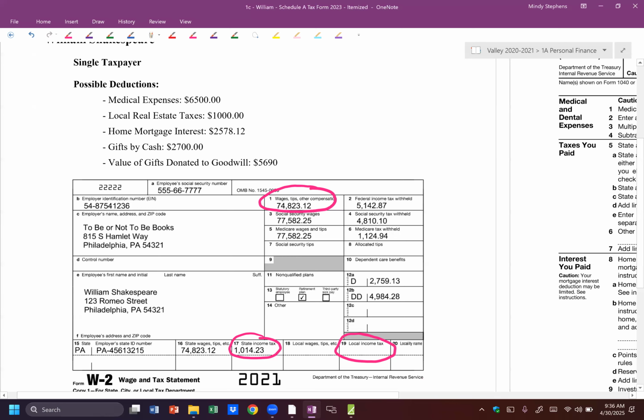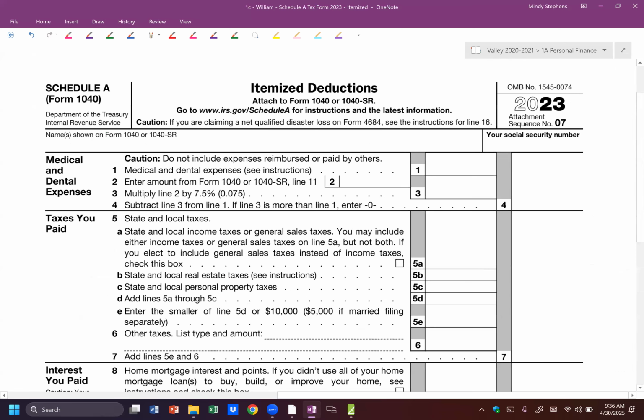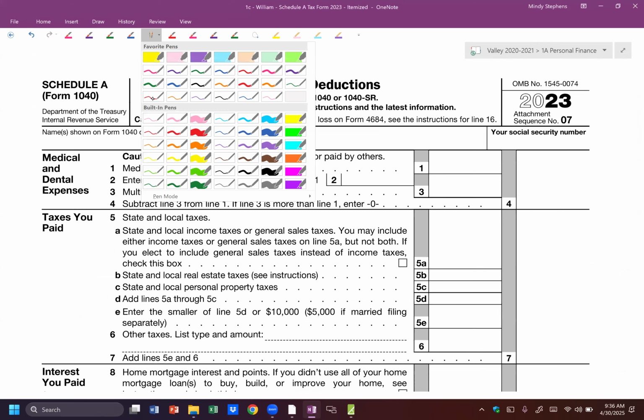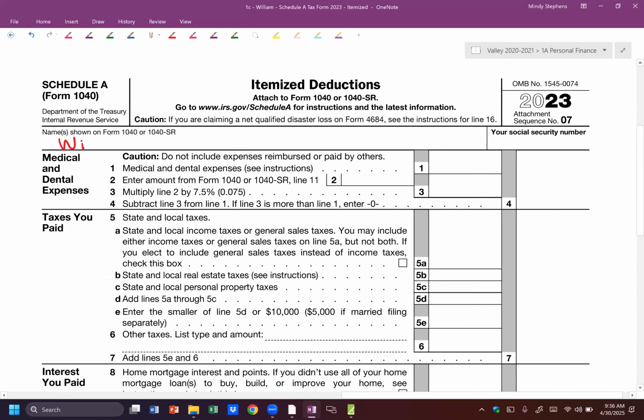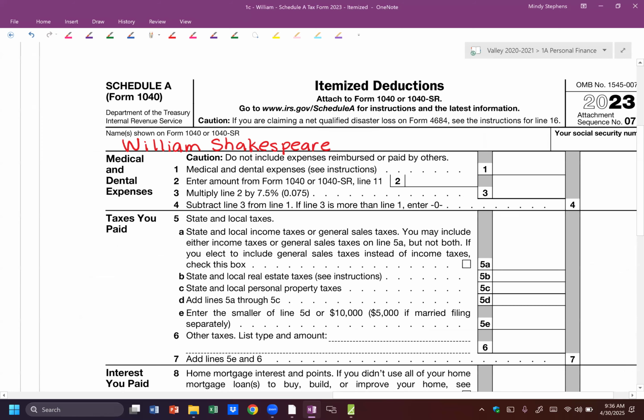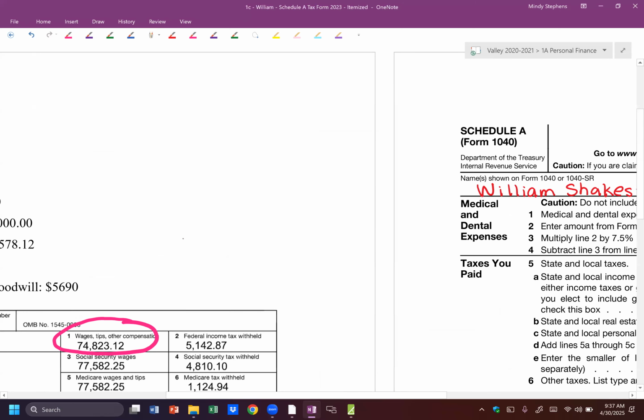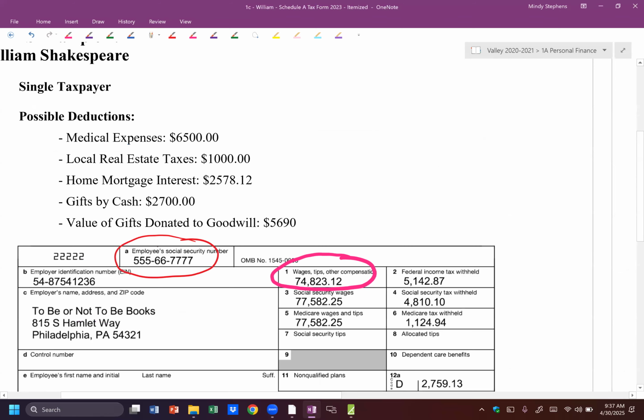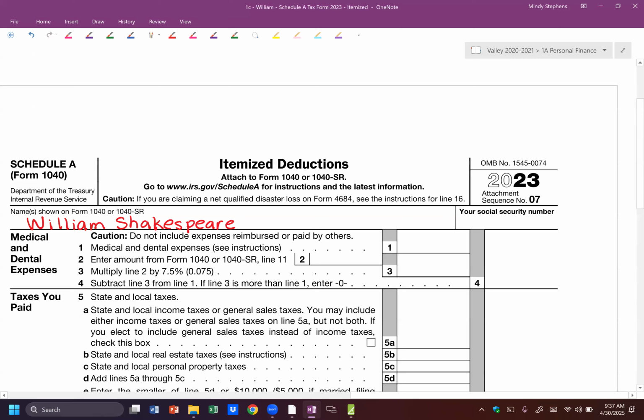Okay, so the top of the paper has the name and social security number. So write his name at the top and his social security number. And his social, I guess we do use one other box. We use the social security number box too. So you could circle that one, 555-666-7777. So enter that on there.